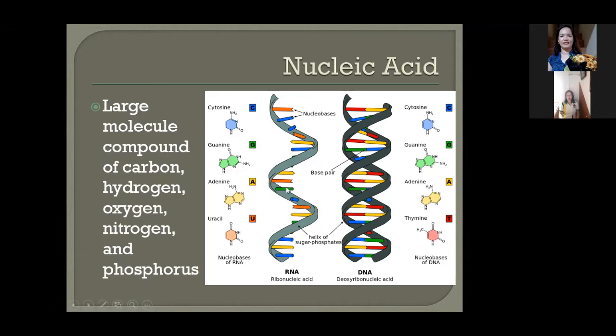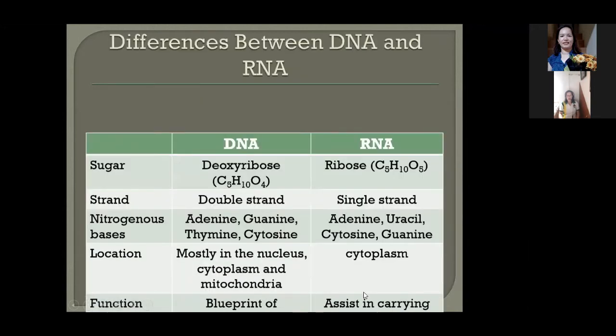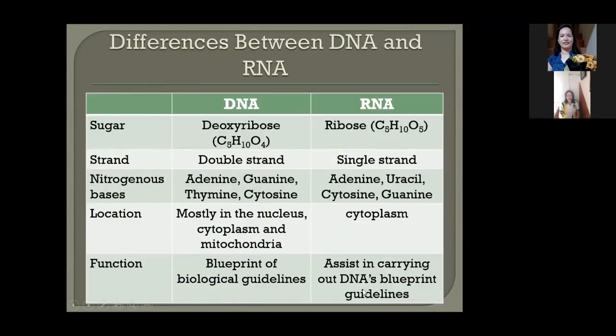First, you observe the strand. RNA is single, DNA is a double strand. Then you look at the nitrogenous bases. Here you have cytosine, guanine, adenine, and thymine. But in the RNA, the thymine is replaced by uracil. So this summarizes the difference between DNA and RNA.